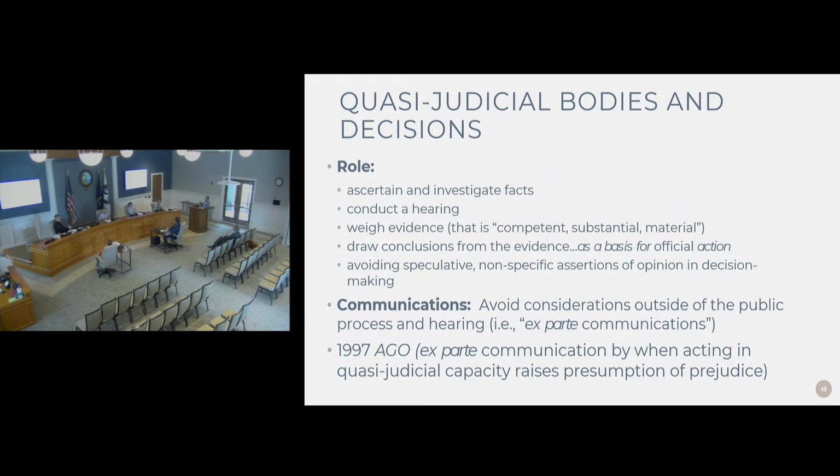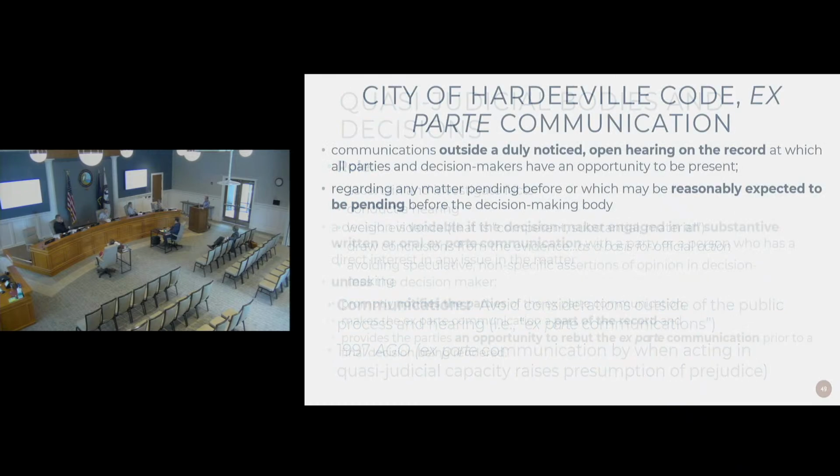So in this context, we get back to the question of communication and how we communicate in local government. Here's where you're going to want to avoid communications outside of the public process in a hearing. These are called ex parte communications. And we have an AGO opinion from '97 that says that an ex parte communication, when acting in a quasi-judicial capacity, raises a presumption of prejudice. That is, you've communicated outside of the public hearing, and the assumption is that there is some prejudice there. So, what do we mean by ex parte communication?